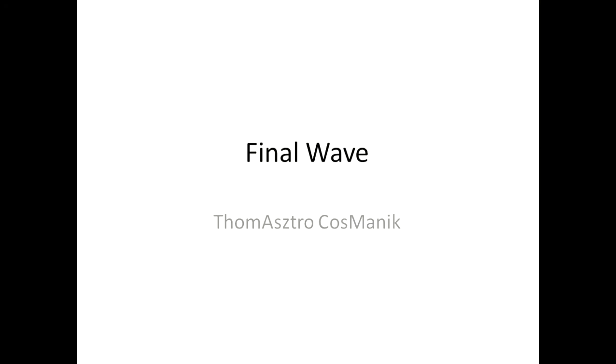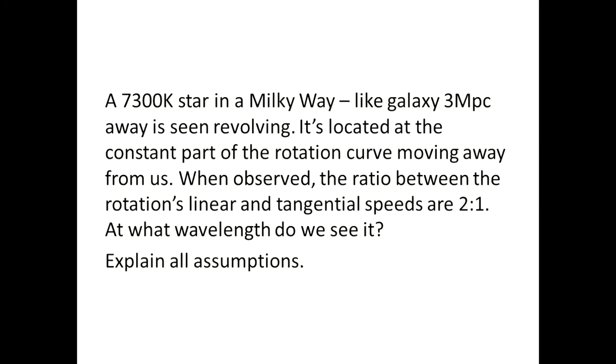In this problem, a 7300 Kelvin star, that's the temperature of the star, in a Milky Way-like galaxy 3 megaparsecs away is seen revolving. It's located at the constant part of the rotation curve, moving away from us. When observed, the ratio between the linear and tangential speeds is 2 to 1. At what wavelength do we see it? And we should also explain all assumptions.